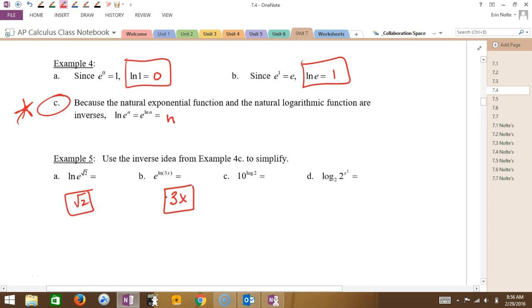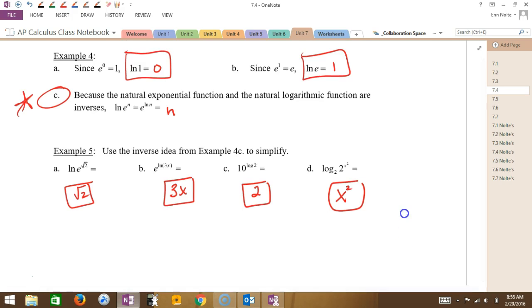If I have 10 to the log of 2, what is that the same as? 2. Good. And what if I have log base 2 of 2 to the x squared? x squared. Good. Okay, so those are nice little properties that will help you out in the long run if you just recognize those.